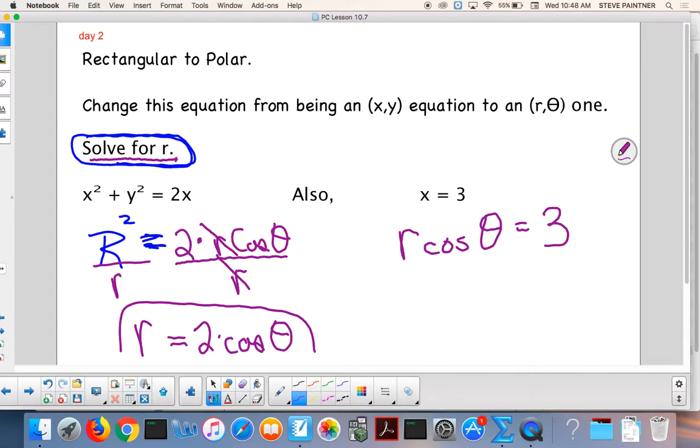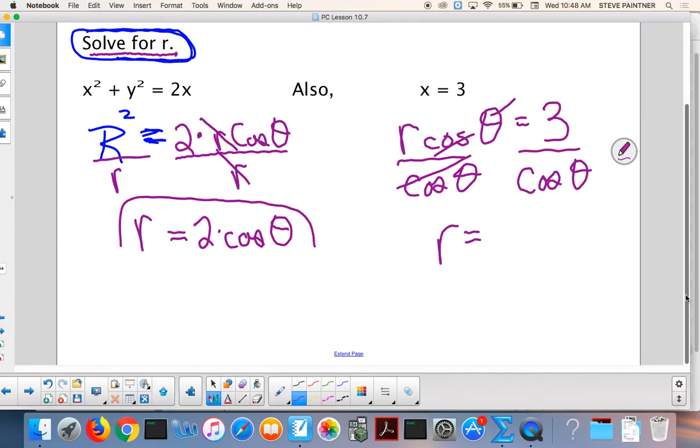Everybody agree with this? Divide by cosine? You're going to have to agree. That's good. Divide by cosine of theta. Knock out the cosines. R equals 3 over what? Cosine of theta.